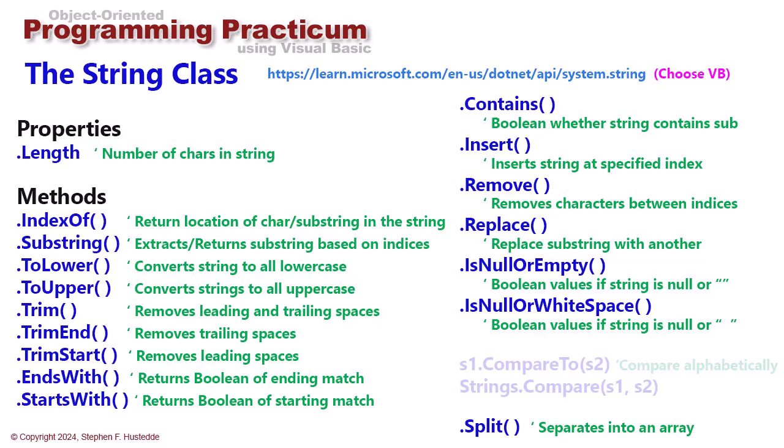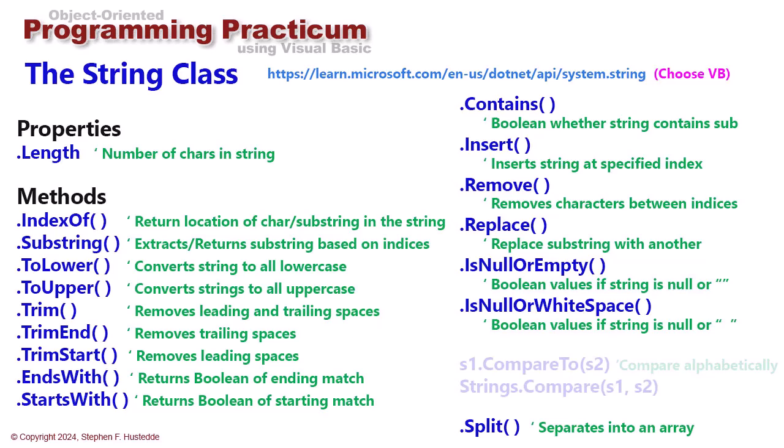We can also determine if a string ends with a particular sequence of characters or starts with a particular sequence of characters. We can get a Boolean value for whether a string contains another substring. We can insert characters into a string or remove characters from the string. We can also replace characters in the string. We can determine if a string is null or empty, or if a string is null or white space.